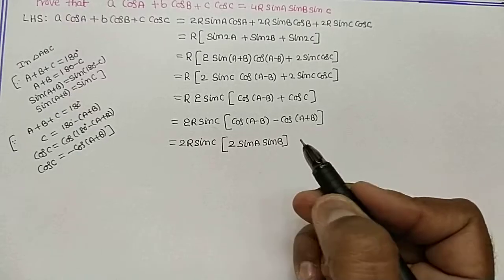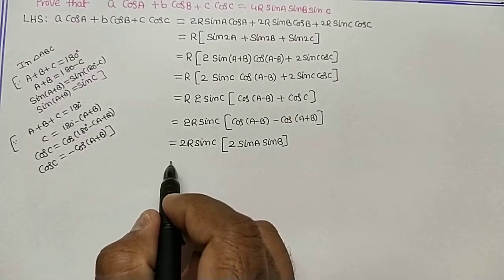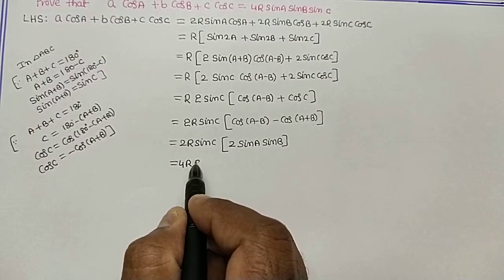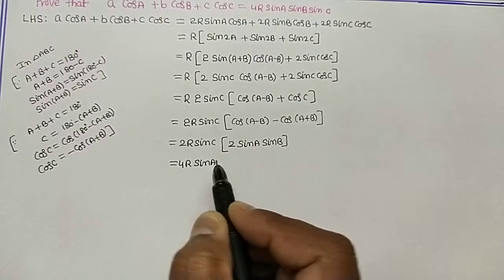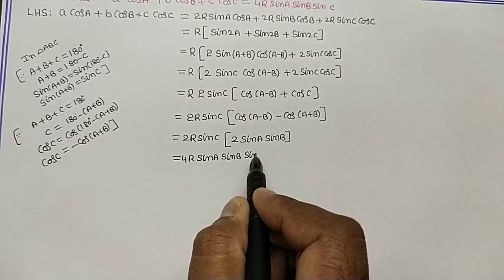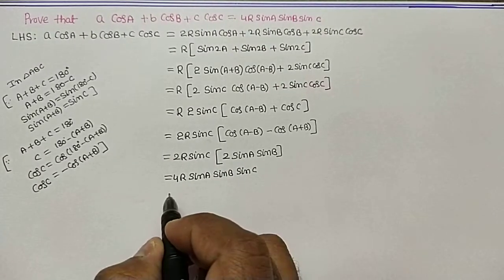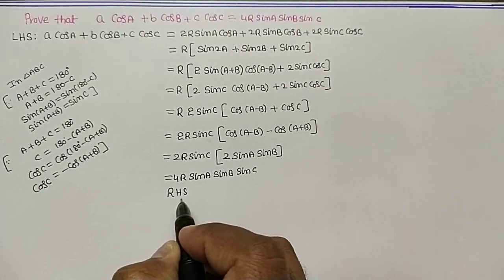They are asking to prove that 4r, so 2 into 2 is 4 into r, 4r sin A into sin B into sin C, hence proved, which is equal to RHS.